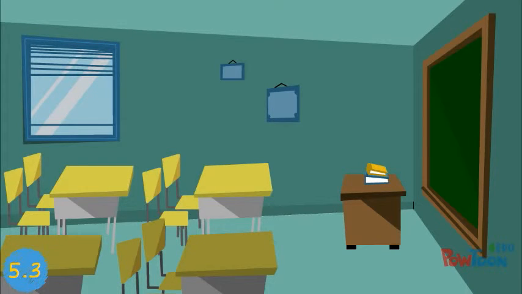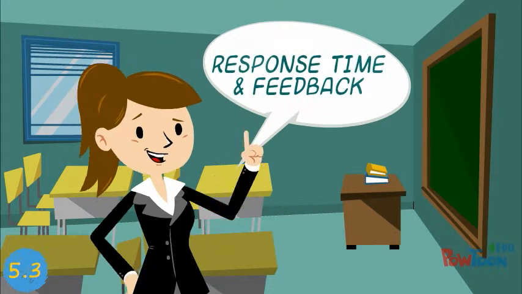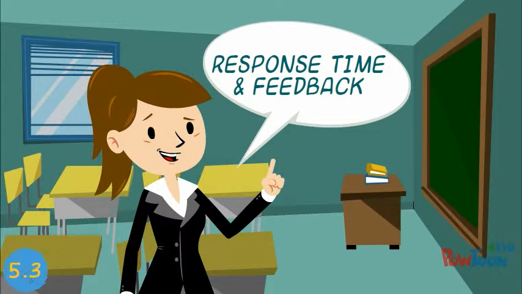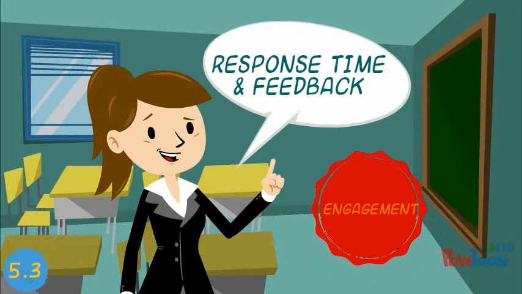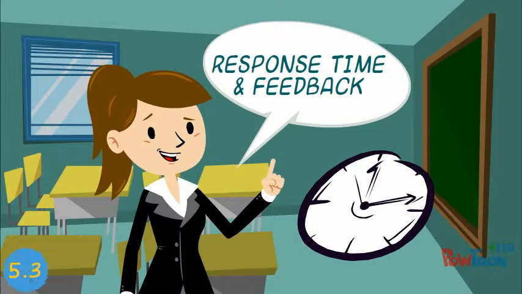5.3 describes that the instructor's plan for classroom response time and feedback on assignment is clearly stated. Frequent feedback from the instructor increases learners' sense of engagement. Learners need to know when they can expect a response to emails, discussion postings, feedback on assignments, and grades. This information typically appears in the syllabus. If the response time needs adjustment during the course, the change should be clearly communicated to the students.